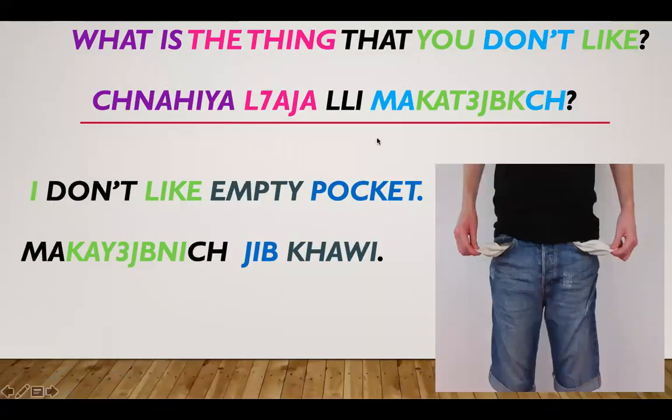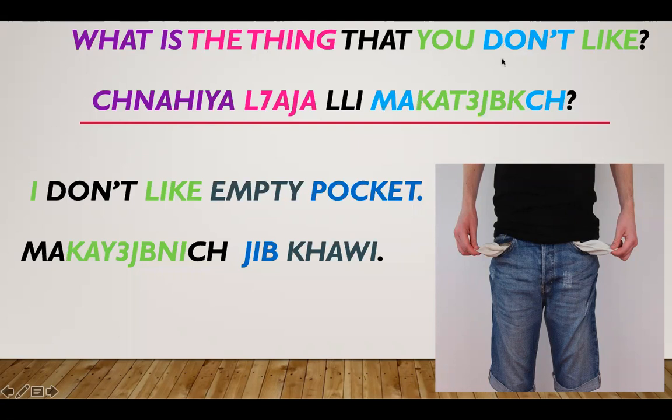شنا هي الحاجة اللي ما كتعجبكش؟ شنا هي what it is. شنو is like what. هي is like it, because الحاجة ended with e which is feminine, and this is why I put it here and we combined it in one word to mean what is. شنا هي الحاجة is the thing, اللي that.